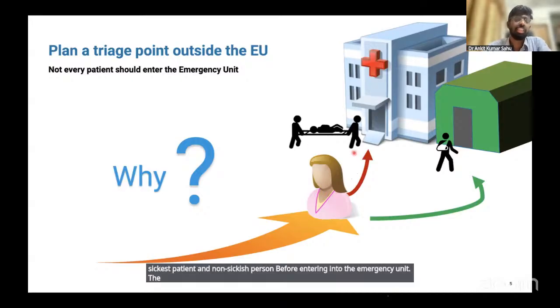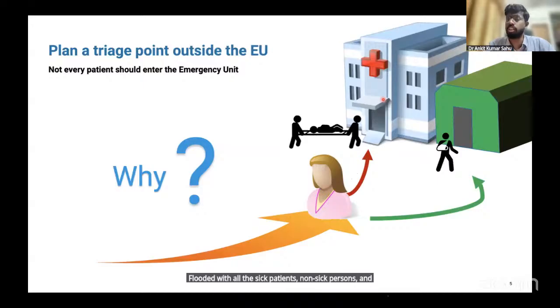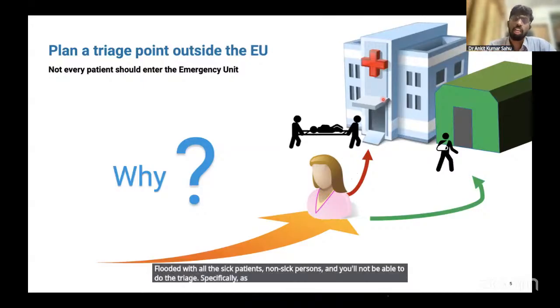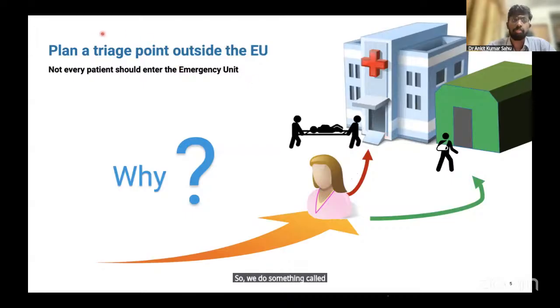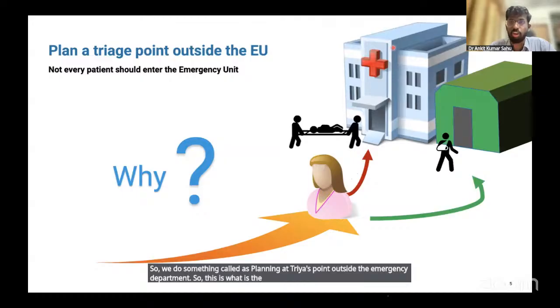The reason is that the major problem of a mass casualty incident is the crowd. And I think everyone is well aware of the fact that, yes, obviously the crowd is the problem. So if you allow every patient to enter the emergency department, then your emergency department is going to be flooded with all the sick patients and non-sick patients, and you will not be able to do the triage as soon as possible. So we plan a triage point outside the emergency department. This is the emergency department or the hospital, and we plan a triage outside the gate so that you can divert the non-sick patients to some other area.